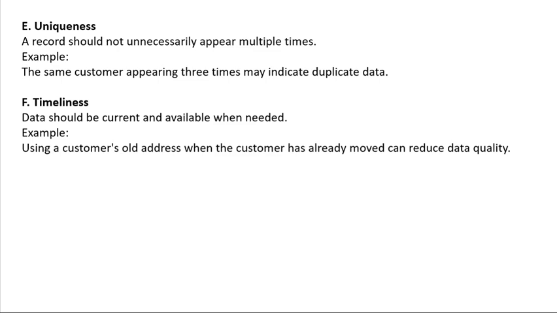And sixth is timeliness. Data should be current and available when needed. For example, using a customer's old address when the customer has already moved can reduce the data quality.